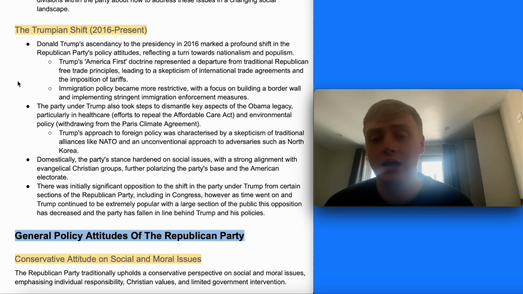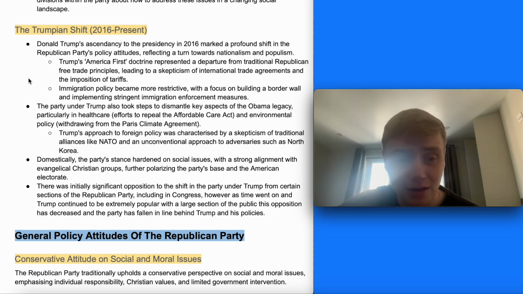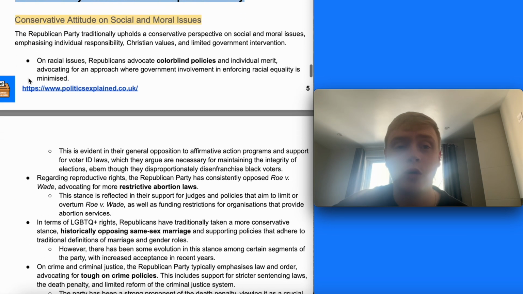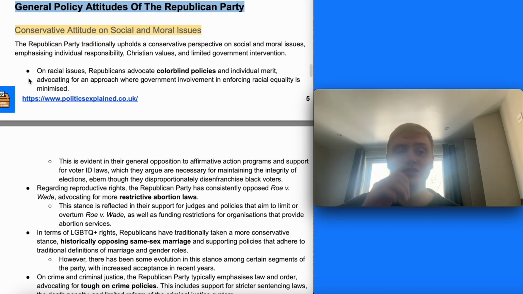So that was an introduction to the Republican Party's historical development. What we're going to have a look at now is the general policy attitudes of the party. Firstly, a key policy attitude is a conservative attitude on social and moral issues.